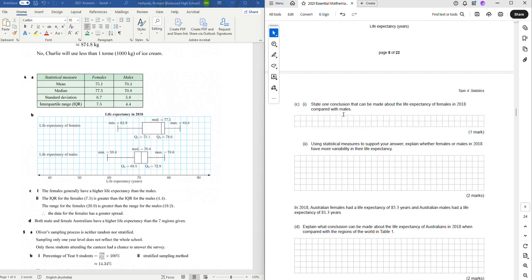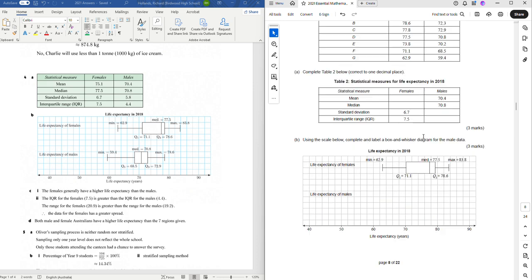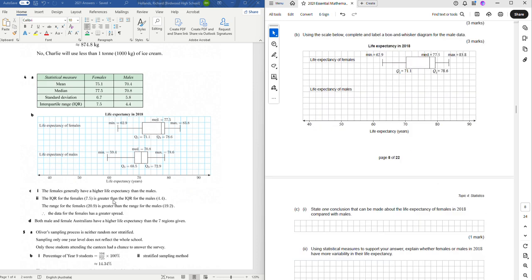All right. State one conclusion that can be made about females in 2018 compared with males. All right. We look at the data. In 2018, generally speaking, women have a higher life expectancy than males.